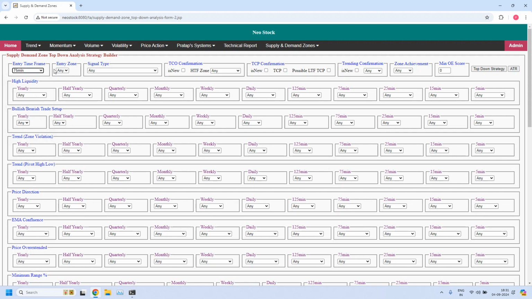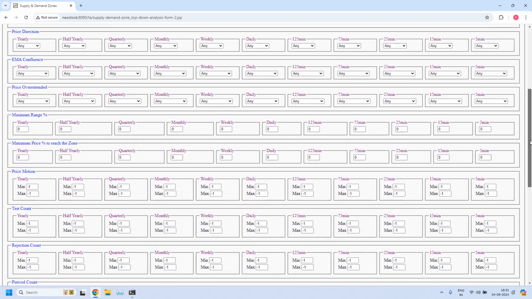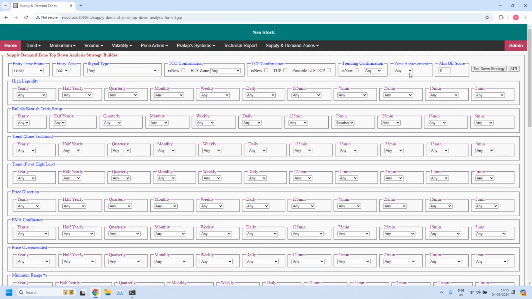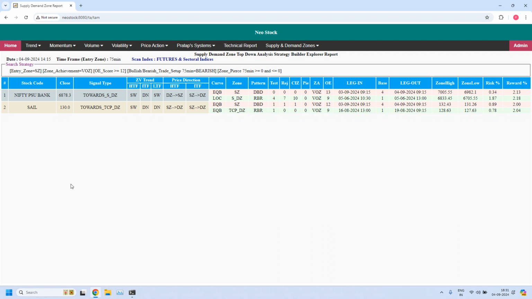Entry time frame 75, entry zone, supply zone, bullish or bearish trade setup at 75 minutes. I am selecting bearish, and the 75 minutes supply zone should not be pierced. So in the pierced count at 75 minutes time frame, minimum value 0, maximum value 0, and the zone achievement is violated opposing zone, minimum order enhancer score is 12. All the 3 filters are applied to 75 minutes supply zone. So 2 stocks are filtered.